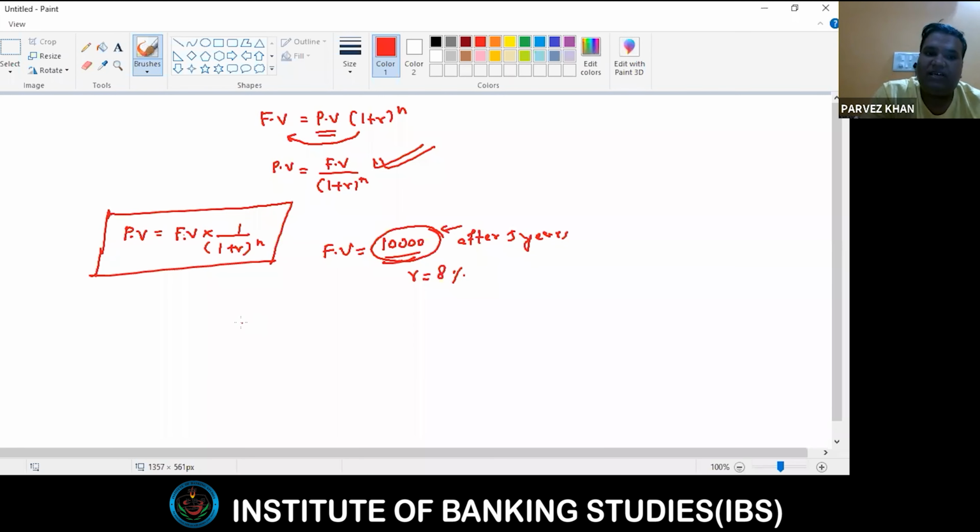So you have to calculate present value. Directly you can put in the formula, divide by 1 plus 0.08 to the power of 5. First solve 1.08 to the power 5. Hope you know how to do the calculation: 1.08 into 1.08 and then press the equal to button. If you're looking for power 5, you keep on pressing the equal to button. When it shows 5, stop it.